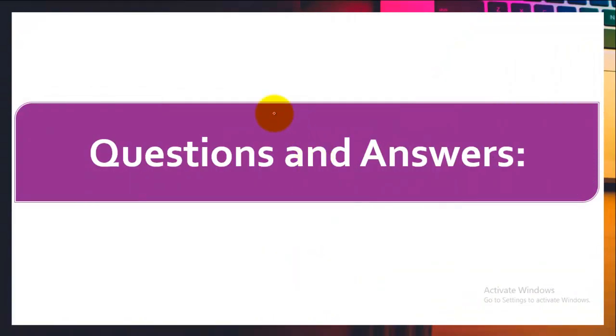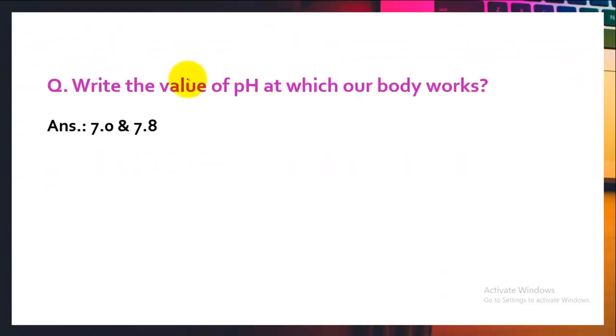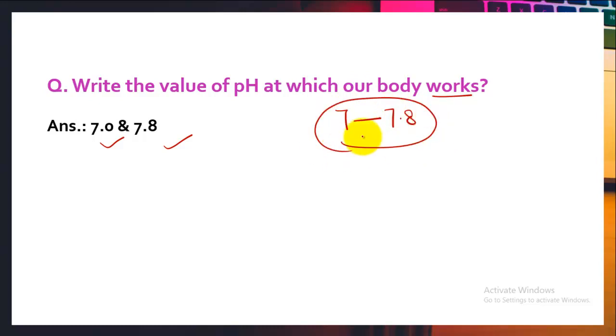Now let's do a few questions and answers in order to see what you have learned through this video. Write the value of pH at which our body works. So our body works well at pH 7 to 7.8. So we can say that it is a range that lies between these pH values.